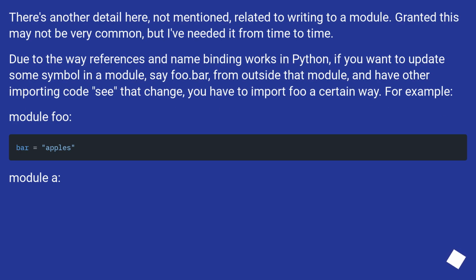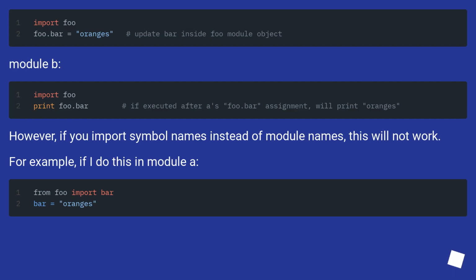There's another detail here, not mentioned, related to writing to a module. Granted, this may not be very common, but I've needed it from time to time. Due to the way references and name binding works in Python, if you want to update some symbol in a module, say foo.bar, from outside that module, and have other importing code see that change, you have to import foo a certain way. For example, module foo, module A, module B.